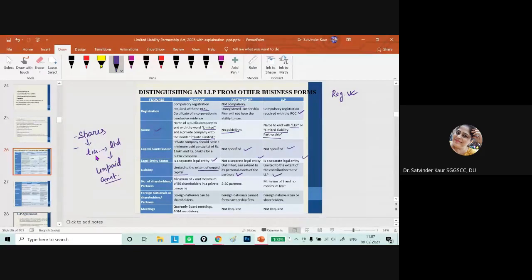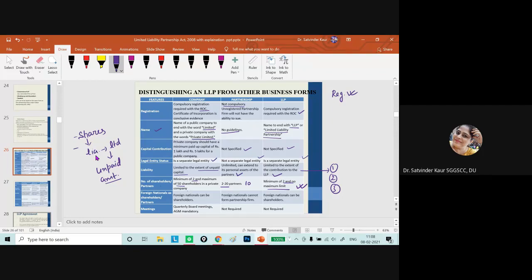But in case of LLP, there is going to be the limited liability with the three exceptions which we have discussed. If we talk about the number of shareholders or partners, minimum 2, maximum 50 in case of a private company. In case of partnership firm, minimum 2, maximum 20, and 10 in, I think, banking business. And in case of LLP, minimum 2 and maximum no limit. So these are the unique features of this particular form of organization.